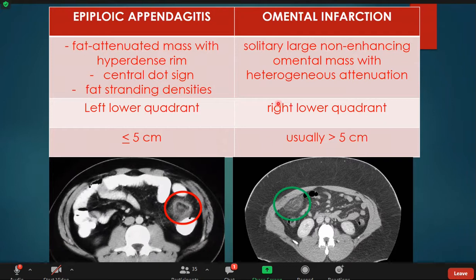In addition, whereas the central focal lesion in acute epiploic appendagitis is most often less than 5 centimeters long and is located adjacent to the sigmoid colon, omental infarctions are usually seen predominantly on the right side or right lower quadrant.